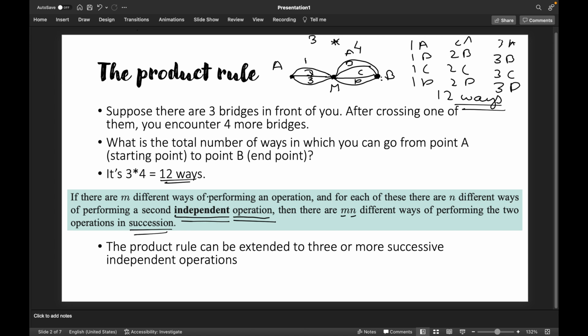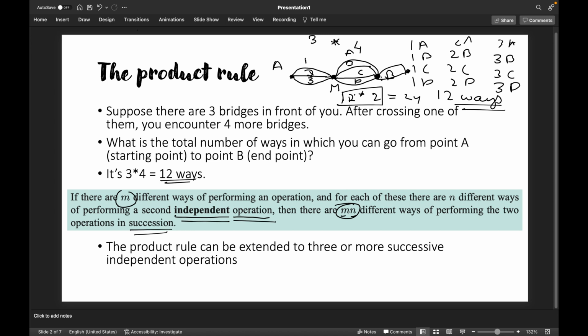So that's the principle. If you do m different operations, and then after which you perform n independent operations, then the different number of ways of performing the operations is m into n. So that's the logic, or that's the statement. Okay, and the product rule can be extended to 3 or more successive independent operations. Imagine from here you have 2 more paths. Then what would be the answer? Think about it. Okay, so it's going to be 12 into 2. This is going to be our answer, which is 24.